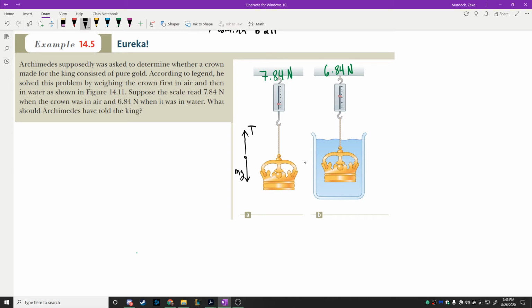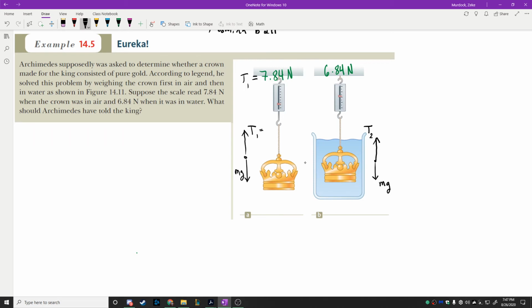What about the forces acting on the crown when you put it in water, though? Obviously, there's going to be tension. Let's call this tension T1 here. So you're obviously going to have a new tension. This tension is a little bit less because of the buoyant force from the water, so we'll call that one T2. There's also weight, the same weight. While the object appears to be lighter in the water, the weight that it experiences due to gravity is technically still the same.